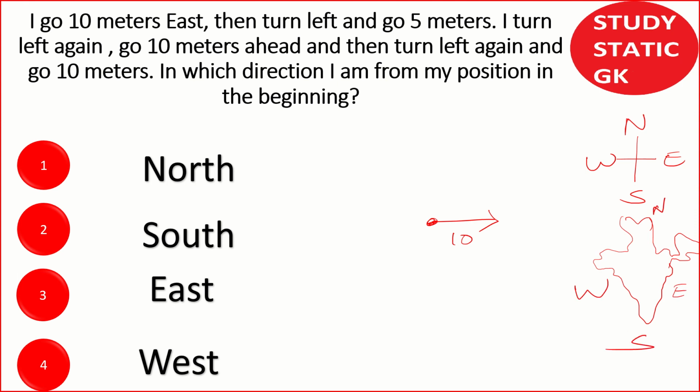So we are going east, which means you go here 10 meters. Turn left. Left means you will turn here 5 meters. Then I turn left again 10 meters. These two will be the same length. Again ahead and turn left again and go 10 meters. Here it is 5, here it is 5. So he came here. What is the question? In which direction am I from my starting position?